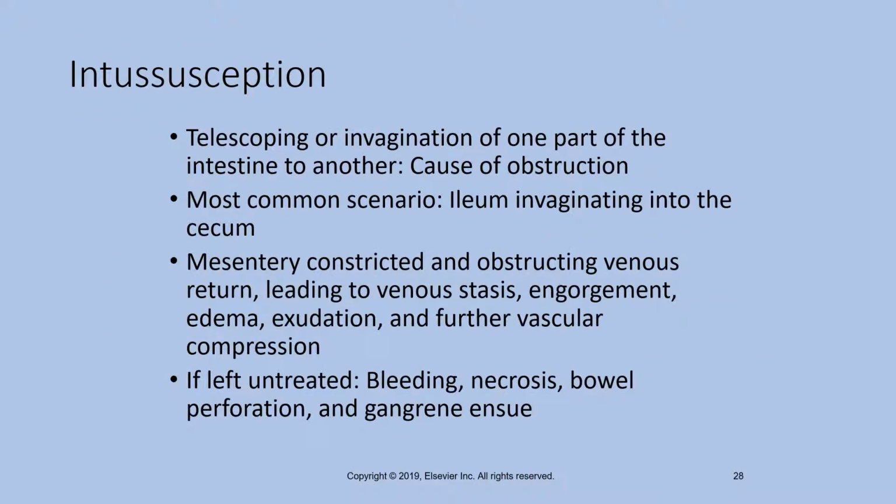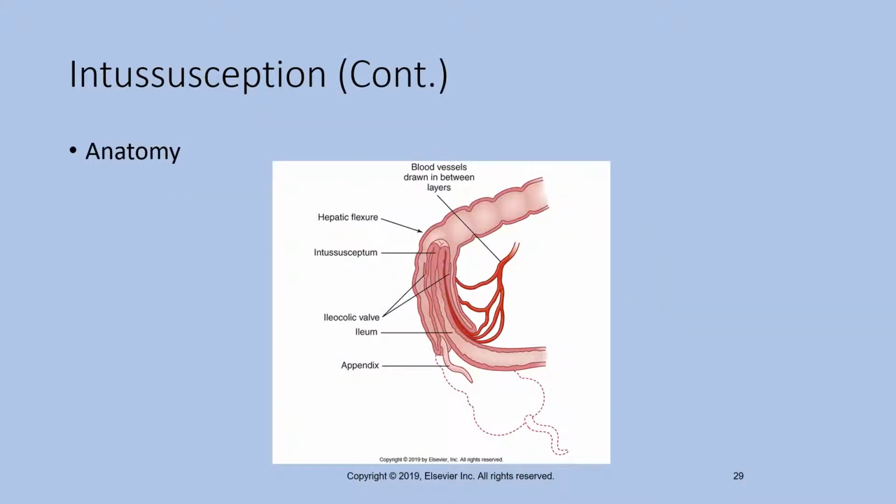Intussusception is the telescoping or invagination of one part of the intestine into another. It causes obstruction. The most common scenario is the ileum invaginating into the cecum. The mesentery constricts, obstructing venous return, leading to venous stasis, engorgement, edema, exudate, and vascular compression. If untreated: bleeding, necrosis, bowel perforation, gangrene, and death. The appendix is here, and this is the colon, and so the cecum is invaginated, and here's the appendix now up here, pushing everything inside and causing an obstruction.